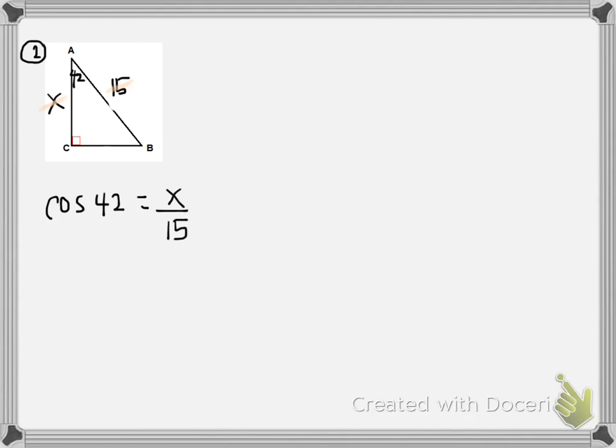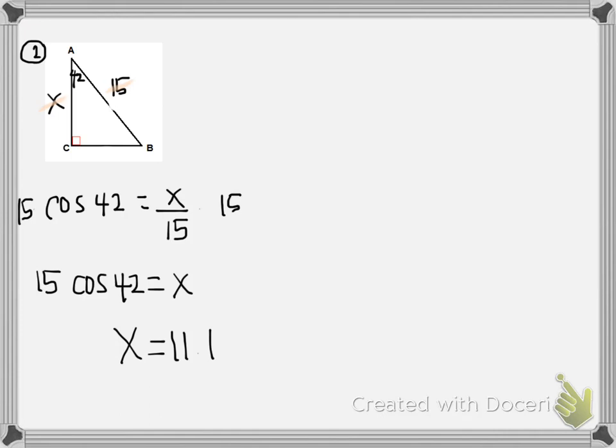Multiply both sides by 15, so 15 times cosine of 42 is going to be equal to your x. Make sure your calculator is in degree mode. So cosine of 42 times 15 is going to be 11.1.